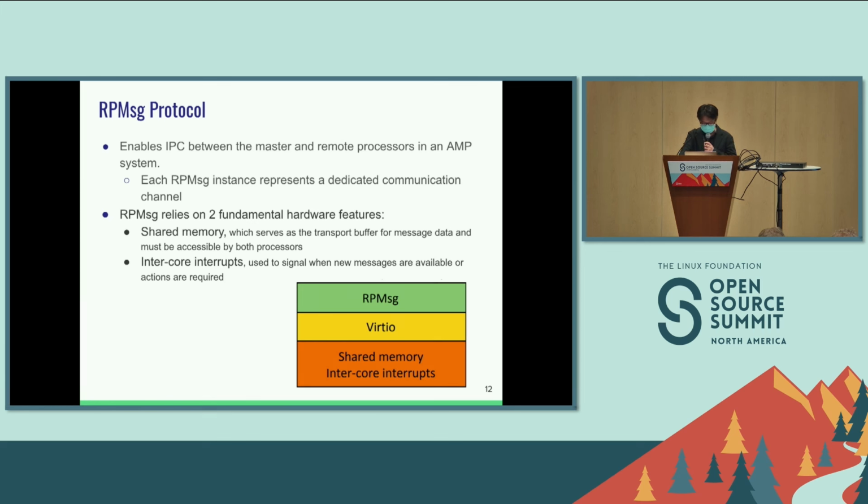First, shared memory, used as a transport buffer for message data, accessible by both the master and remote processors. Second, intercore interrupts, used to notify the other side when a new message is ready or an action is needed. This minimal hardware footprint makes RPMSG highly portable and well-suited for tightly coupled systems. It enables reliable, low-overhead communication with deterministic behavior, crucial for real-time and embedded applications built on asymmetric multiprocessing.